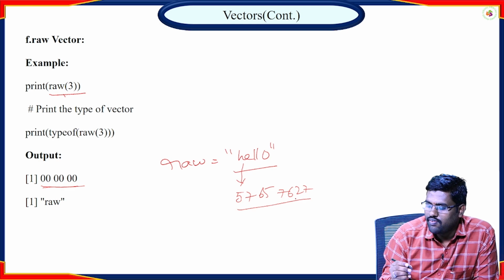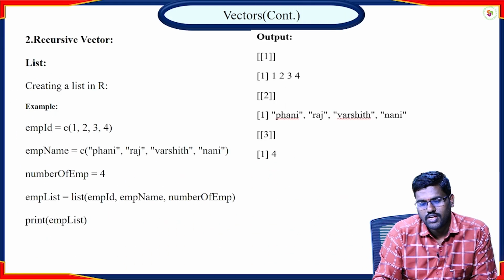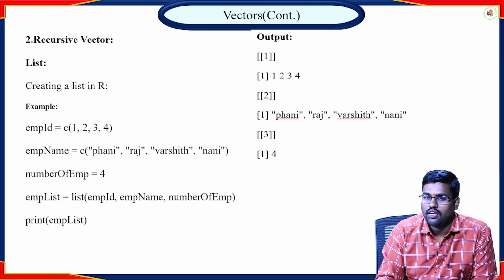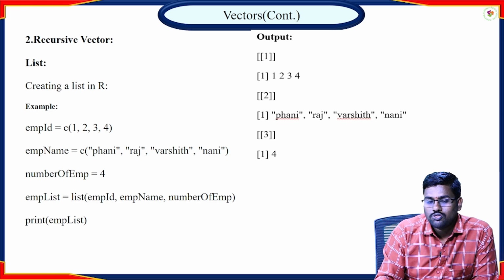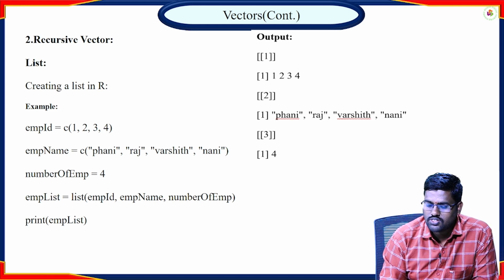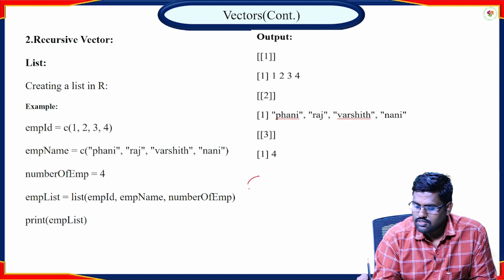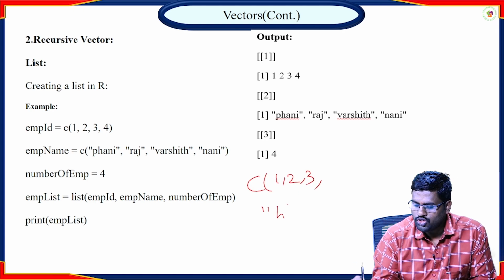So that is about raw vectors. Now coming to the second vector type, that is recursive vector. Recursive vector is used to allow heterogeneous data types. Heterogeneous values means it is a collection of names, numbers, everything they need to allow. Just like c(1, 2, 3, "H", A + Bi), like this.